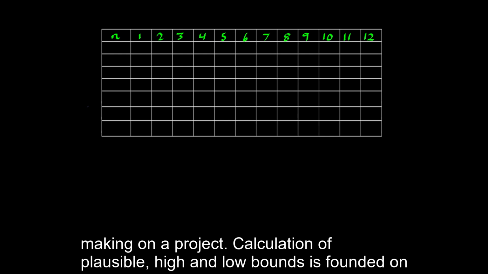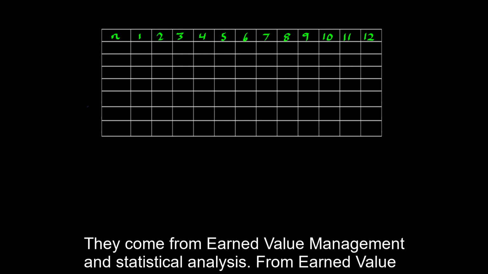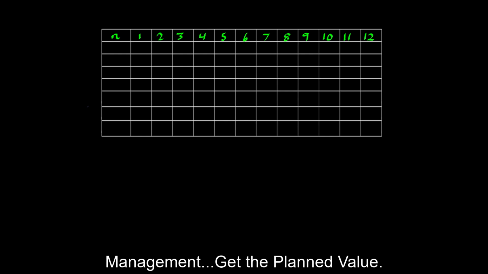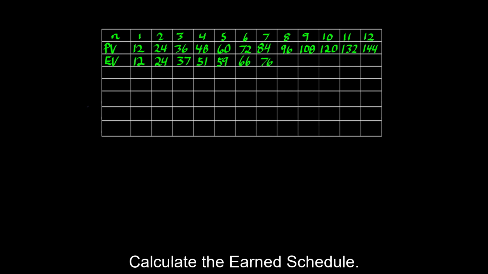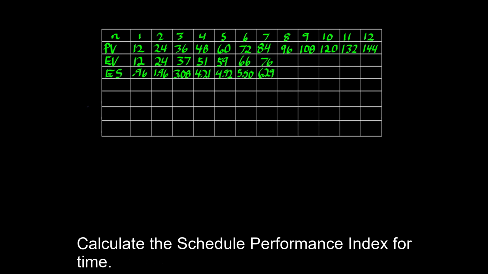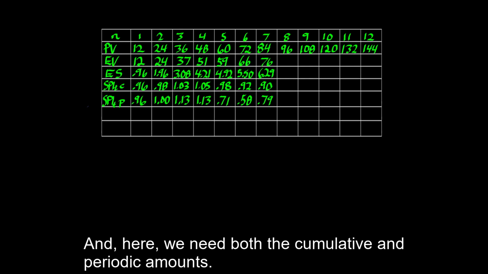Calculation of plausible high and low bounds is founded on building blocks. They come from earned value management and statistical analysis. From earned value management, get the plan value, get the earned value, calculate the earned schedule, calculate the schedule performance index for time, and here we need both the cumulative and periodic amounts.